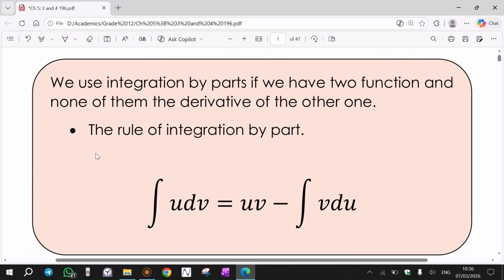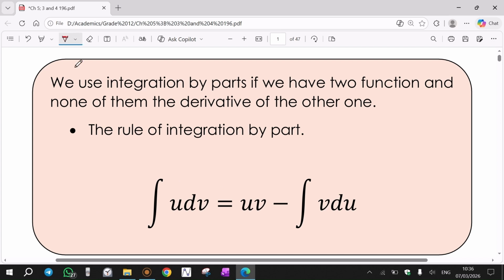Integration by parts, this is the rule. We have an integral u dv equal to two parts, this is why it's called integration by part, uv minus integral v du. This rule needs to be memorized. You need to know the rule.